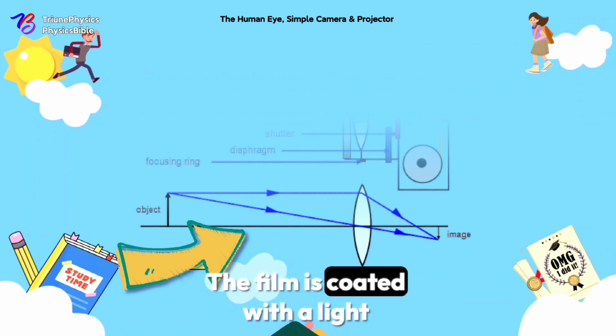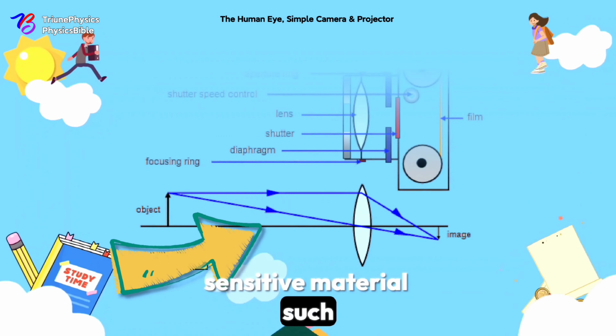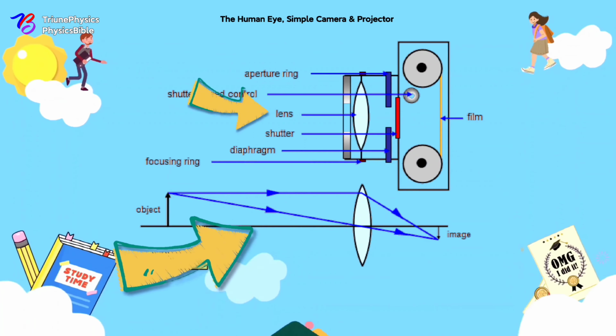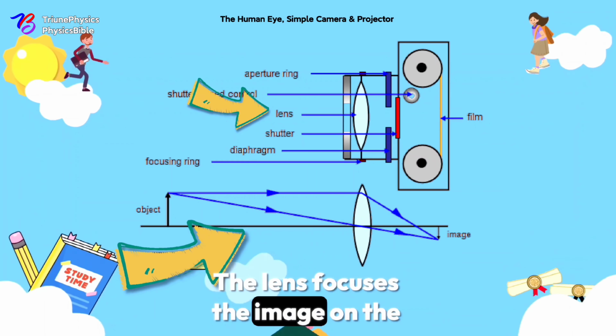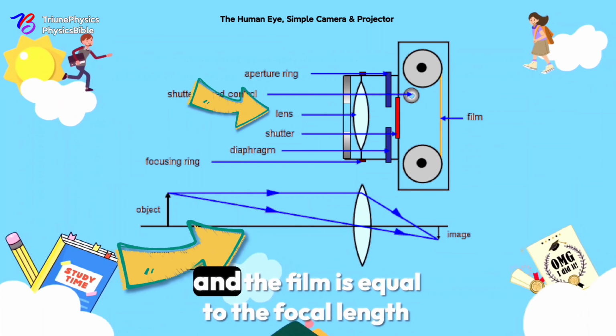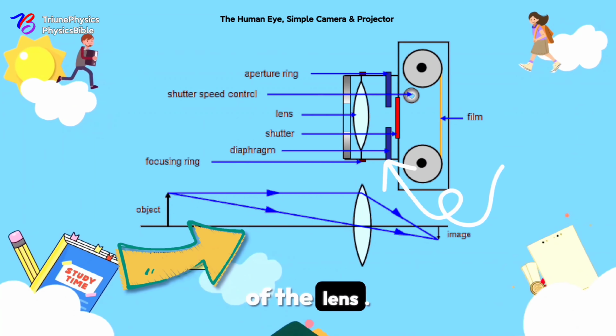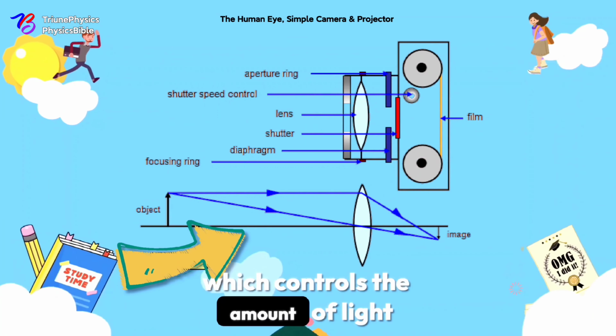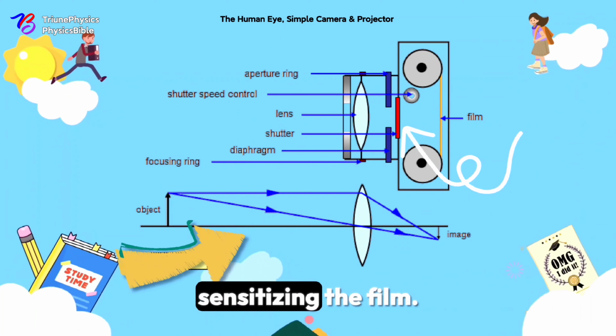The film is coated with a light-sensitive material such as the emulsion of silver bromide on a transparent or paper base. The lens focuses the image of the object to be photographed on the film. The distance between the lens and the film is equal to the focal length of the lens. The diaphragm regulates the size of the aperture, which controls the amount of light energy sensitizing the film.